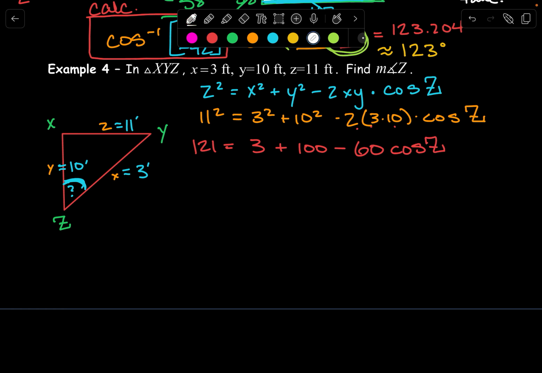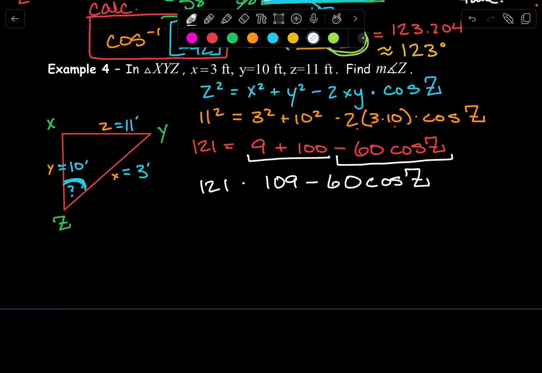Now remember, these things are bonded together. So I cannot just add, subtract, and do whatever I want with that 60 right now. So what I'm going to do is 100 plus 3. Oh, I made a little mistake right there. 3 squared is 9. So I'm going to do 100 plus 9, which is 109. I've still got my 60 times cosine Z hanging out back here. They're stuck together. Can't do anything with that right now. And now, just like last time, I'm going to subtract first. And you'll notice this is usually your order of operations here. You're going to subtract first. That leaves me with 12.